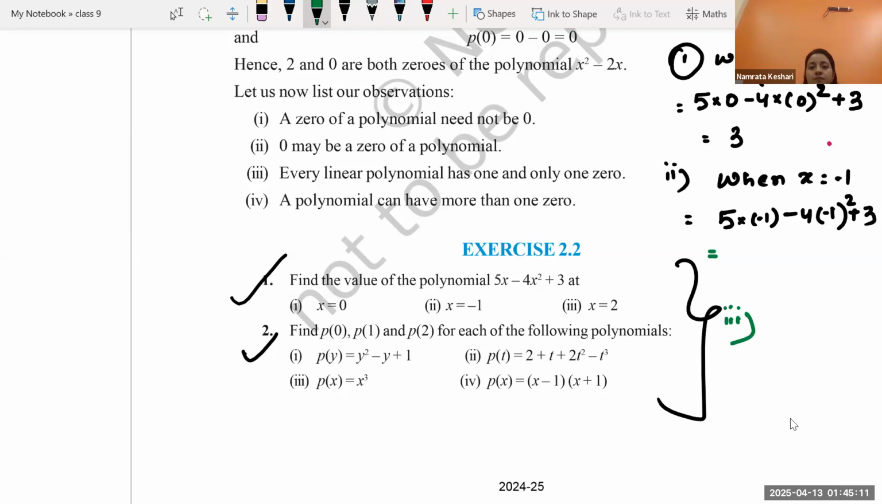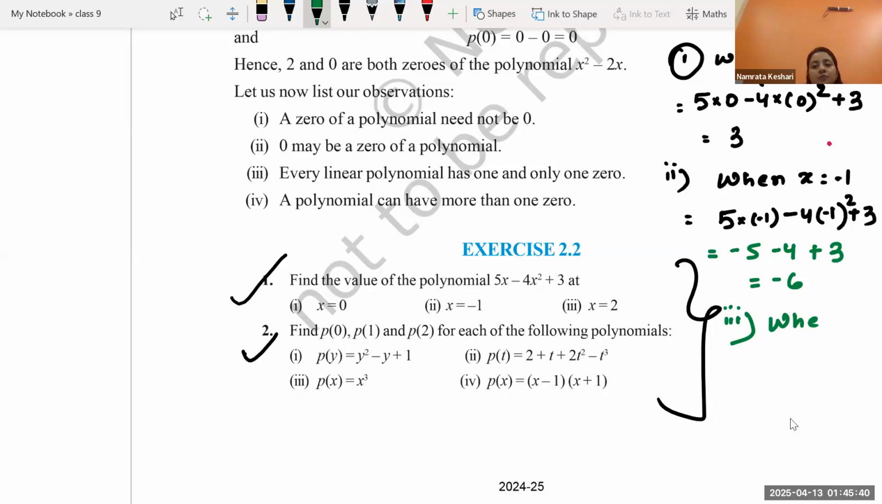Is it 2? Let me check. -5, -4. -5, -4, right? -5, -4, -9. -9 plus 3 is 2. -6. Yeah. Getting it? Oh, I took the wrong sign for 4. No worries. Okay, let's do the next one.